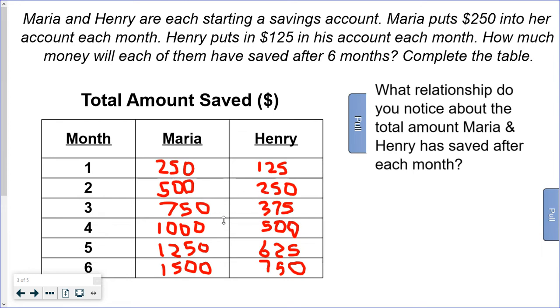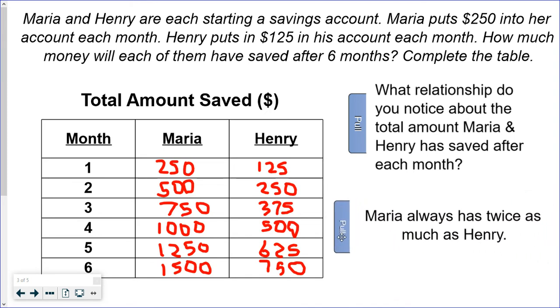And it doesn't matter what row I pick. This is 1,000. This is 500. How many times can 500 go into 1,000? 2 times. So I'm noticing there's a pattern between Maria and Henry's savings. And I'm noticing that Maria will always have twice as much as Henry. Or you could write 2 times as much if you want to say it that way too. That's fine. But every single row, if I took this 1,250 and divided that by 625, it would be 2. So the relationship there is she's always going to have twice as much as Henry does.